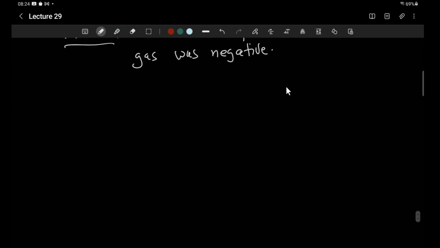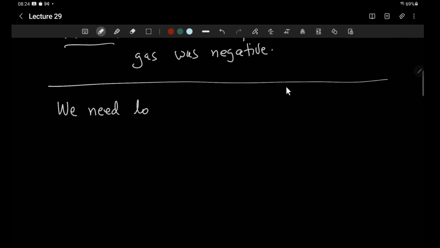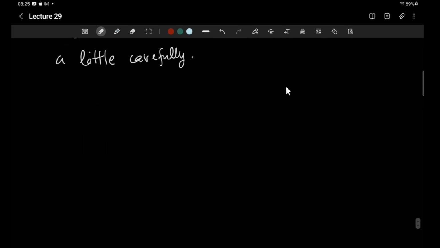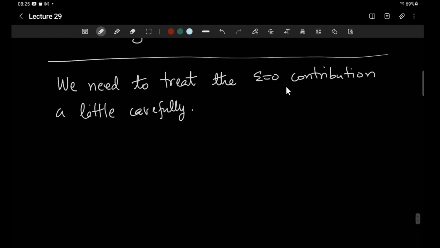So now we need to treat the epsilon equal to 0 contribution a little carefully. And we'll see what that is in a moment.